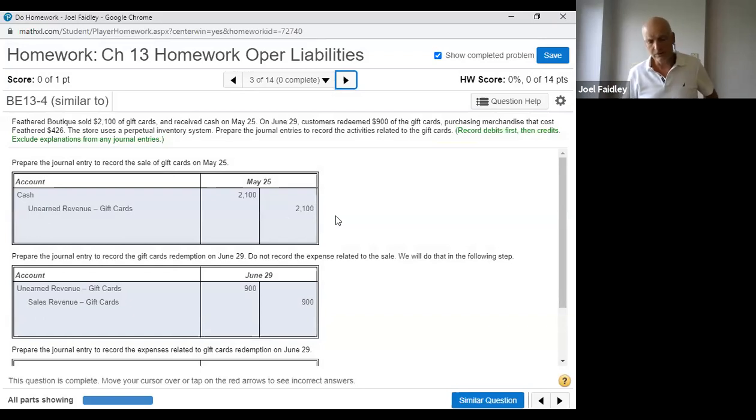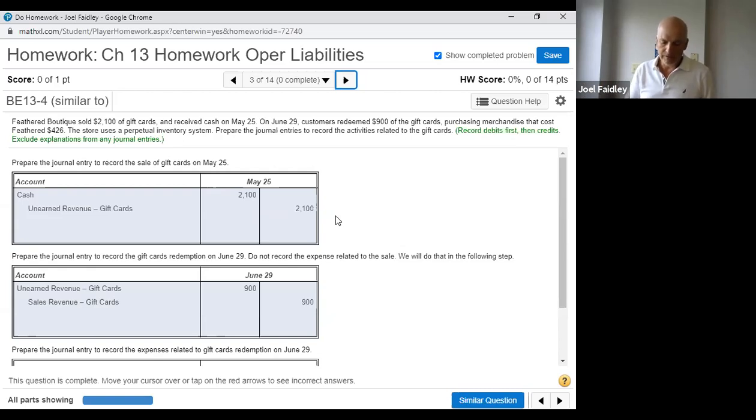Here's a good one on gift cards. Again, this is unearned revenue, correct? We've got $2,100 of gift cards received cash on May 25th. And then on June 29th, customers redeem $900 of the gift card. So when they sell these gift cards, they don't get to book that as revenue. They've got the cash, but they haven't earned it yet. They've not performed any of the service for that card or produced any goods for that.